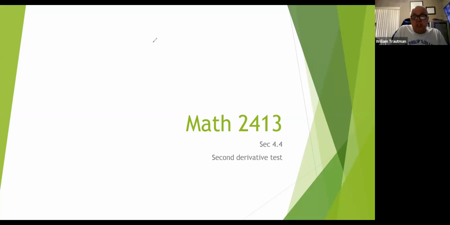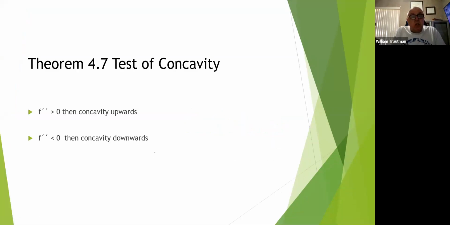Here we go. Section 4.4, the second derivative test. It's the test for concavity. If the second derivative is positive, greater than 0, then the graph is concave up. If the second derivative is negative, then that part of the graph is concave down.